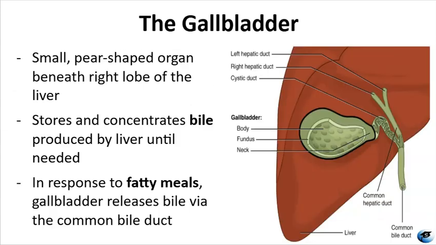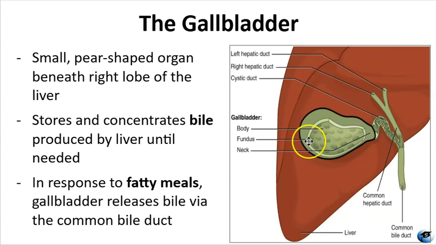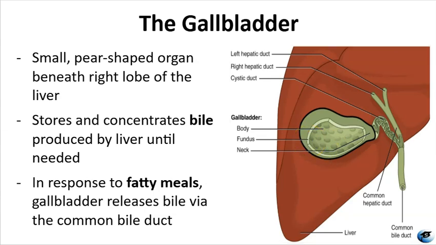The gallbladder is a small pear-shaped organ located just underneath the right lobe of the liver, and its primary function is to store and concentrate bile produced by the liver. Bile is important for digesting fats, but the liver continuously produces it even when digestion isn't happening. So the gallbladder acts as a reservoir holding this bile and concentrating it by absorbing water and electrolytes.